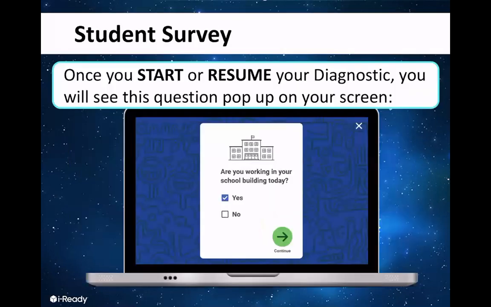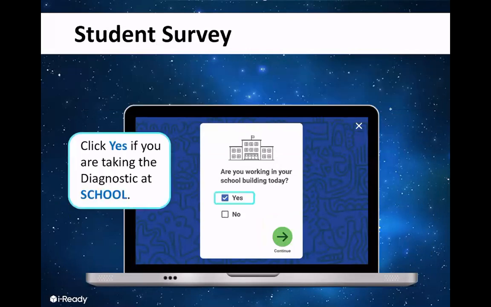Once you start or resume your diagnostic, you will see this question pop up on your screen. Are you working in your school building today? So obviously we will not be. We will be at home, so you click no. Click yes if you are taking the diagnostic at school, okay?